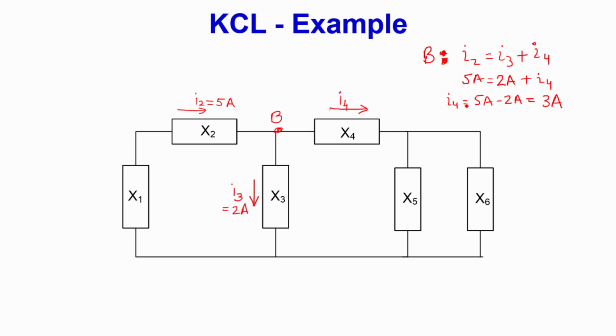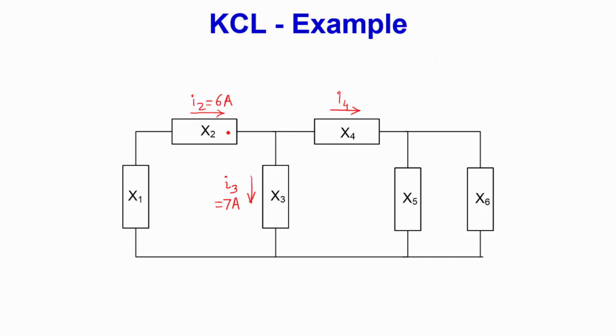So as we said before, if after the calculations the value for a current turns out to be positive, which in this case is I4, then that means that the original assumed direction for the current was correct. So this is 3 amperes, so we can simply write it as 3 amperes. And now if you compare these values, it makes perfect sense because 5 amperes is entering this node, and from here 2 amperes is leaving and here 3 amperes is leaving. So a total of 5 amperes is being divided into 3 amperes and 2 amperes.